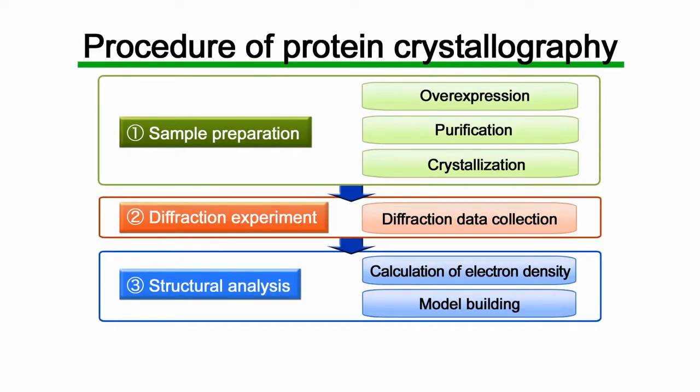In protein crystallography, the structure of proteins is determined by three main steps: preparation of crystals, diffraction experiment, and structural analysis. Step 1. The preparation of crystals.